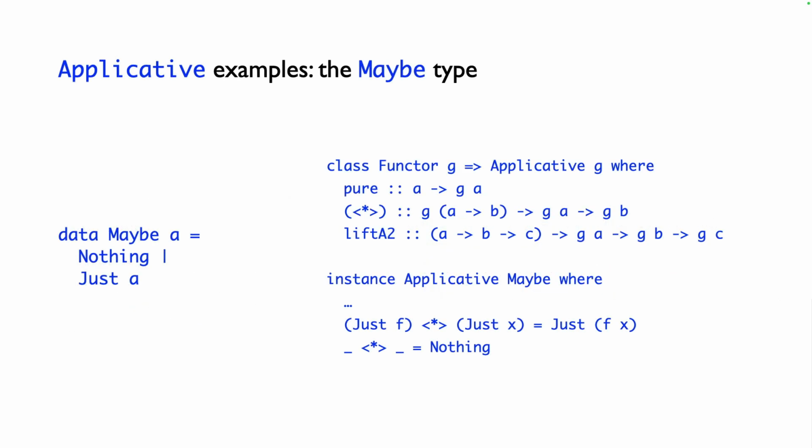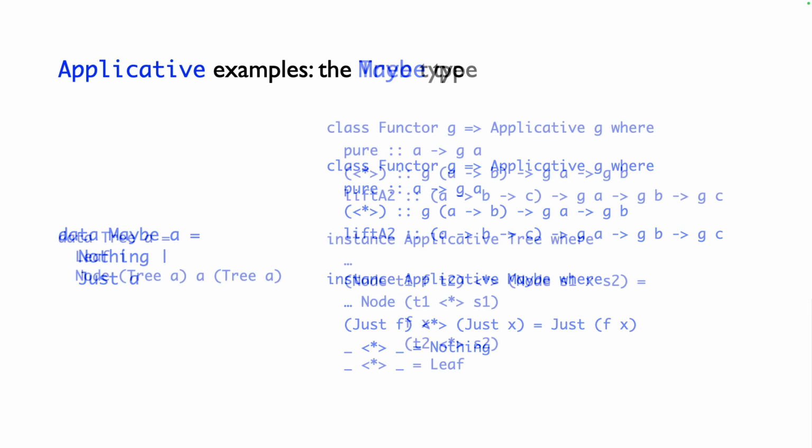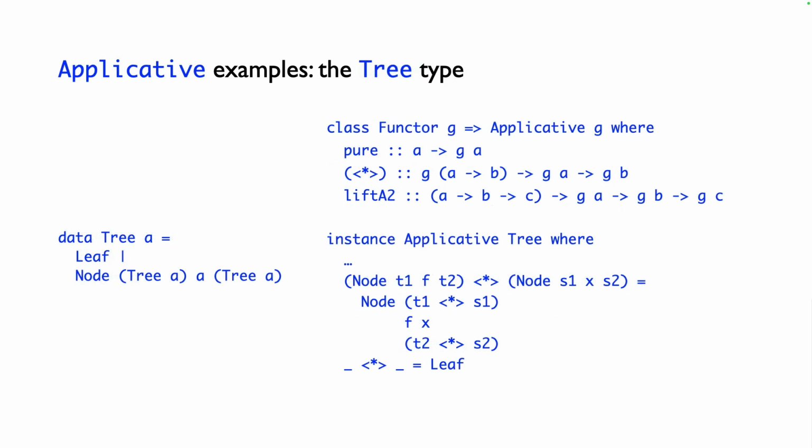Well, in the case of maybe, if we have just of f and just of x, we can return just f x, and otherwise we return nothing. And in the case of a tree, if we are in the case where we have a node on both sides, so there'll be a function on the left-hand side and a value on the right-hand side, we can apply the function to the value, make that the value at the new node, and recursively build that function, apply that function to the left subtrees T1 and S1 and the right subtrees T2 and S2.